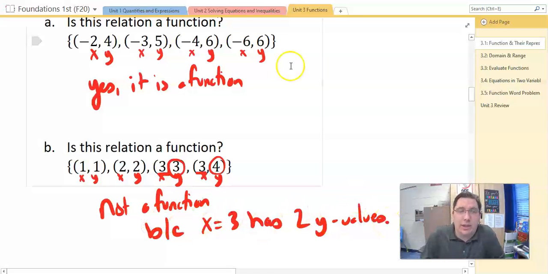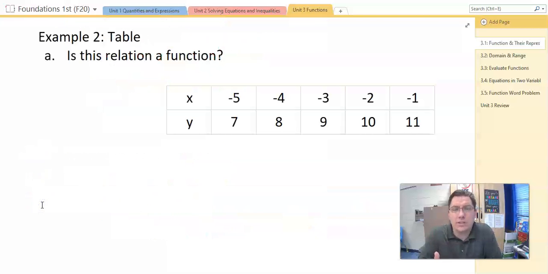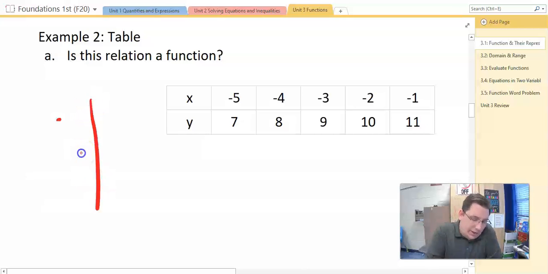So again, if I have an x value that has more than one y value, it is not a function. All right, so let's go ahead and look at how we look at functions and relations in tables. When we're given a table, it could be either horizontal like we see this one here with the x's on top and the y's on bottom, or it could be a vertical table like this with the x's on the left and the y's on the right.